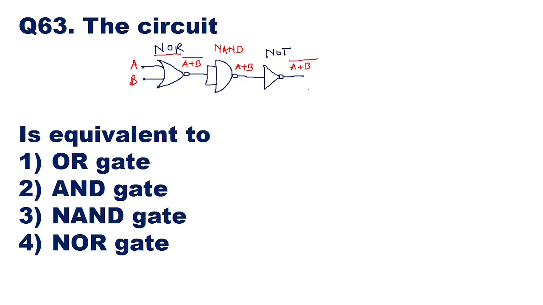Now when the output is (A plus B) whole bar for inputs A and B, then it is acting as a NOR gate. So out of these options, option 4, that is NOR gate, is the right answer. So here you can see option 4, that is NOR gate, is the right answer.